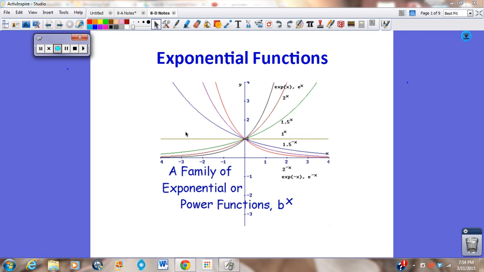All right, welcome everyone. Okay, this is notes for 8D notes, and again, still an exponential function. So let's go ahead and begin.